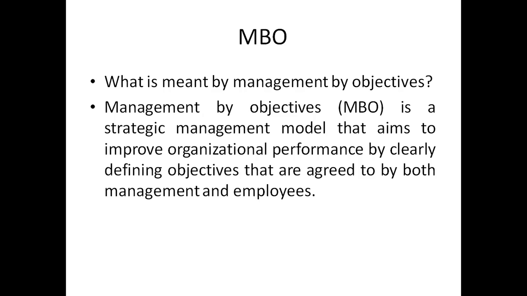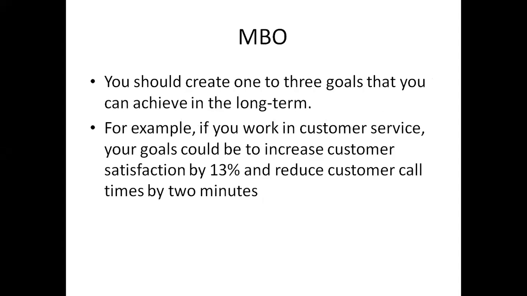Means for any organization, their aim is always to improve their performance, either a manufacturing organization or a service organization. Their aim is always to improve performance by clearly defining their objectives that are agreed to by both management and employees. So in MBO, management by objectives, you should create 1 to 3 goals that you can achieve in the long term. The goals may be short term, middle term, or long term. So you should always have 1 to 3 goals that you can achieve in the long term.